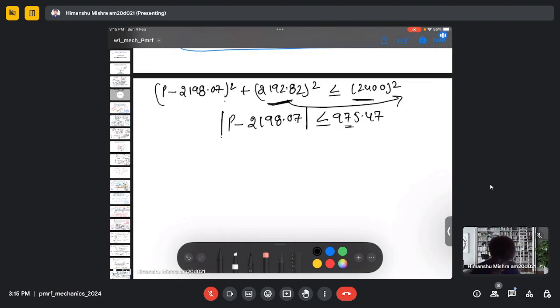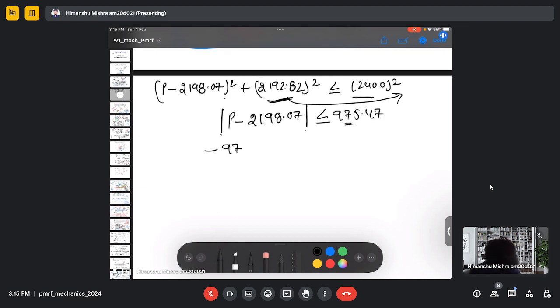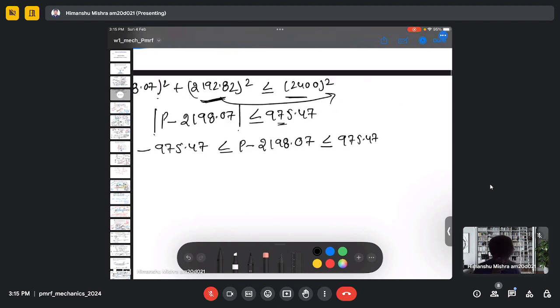Now if I want to remove this mod, my limit will look like minus 975.47 less than P minus 2198.07 less than 975.47. Basically, if I have an equation where the modulus of x is less than 2, and I remove the mod, then x can also be negative. So it will have a limit between minus 2 and plus 2. Earlier it could not have a negative value, but since I removed the mod, it can take a negative value as well.